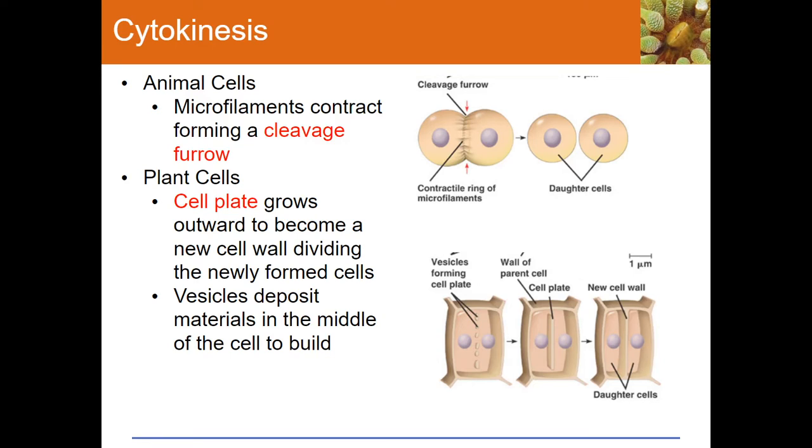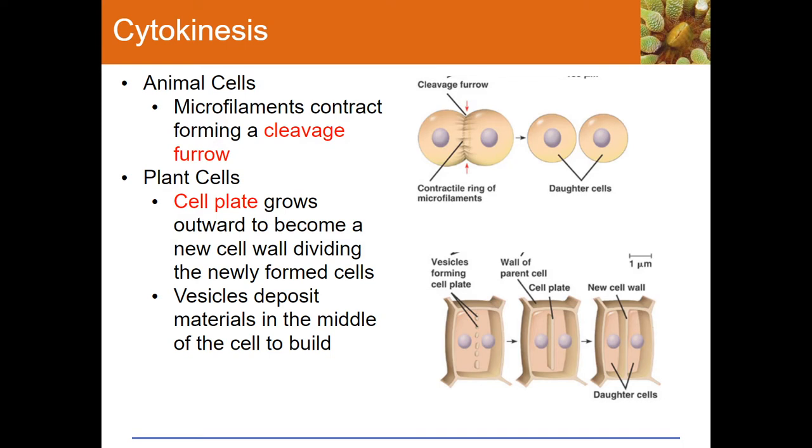So they have the cell plate, which grows outward and becomes a new cell wall, dividing the newly formed cells. Vesicles deposit materials in the middle to build that cell wall up. Okay, so they have to do one extra step. Otherwise, if they didn't, they would basically just be one giant cell wall and a bunch of cells inside there. And again, they'd probably be limited in size based on that little cramped space. So it's a good thing that they build a new cell wall.